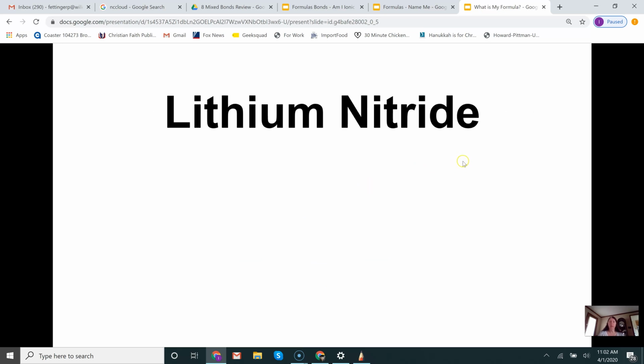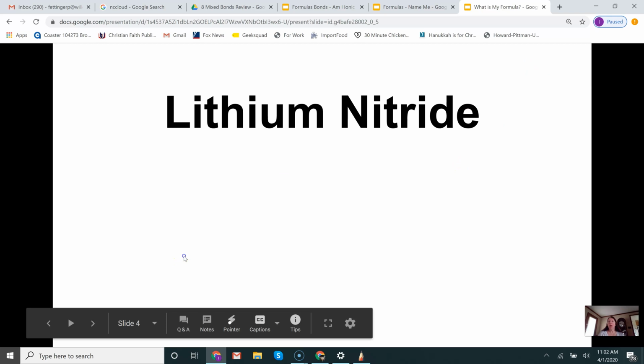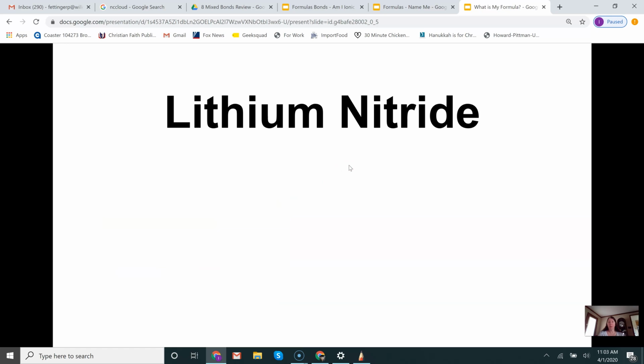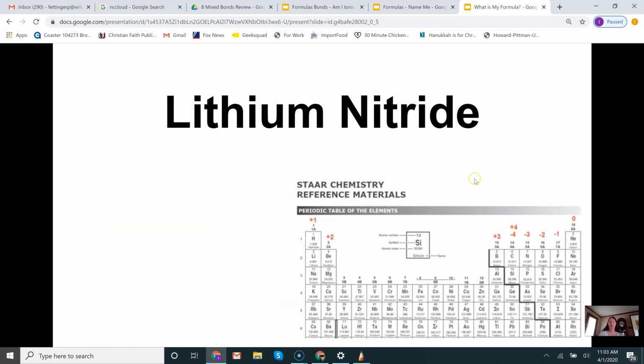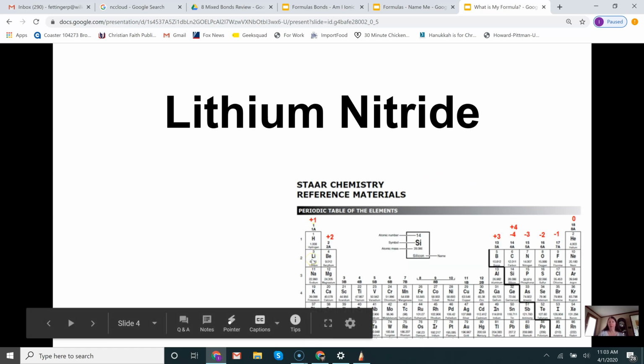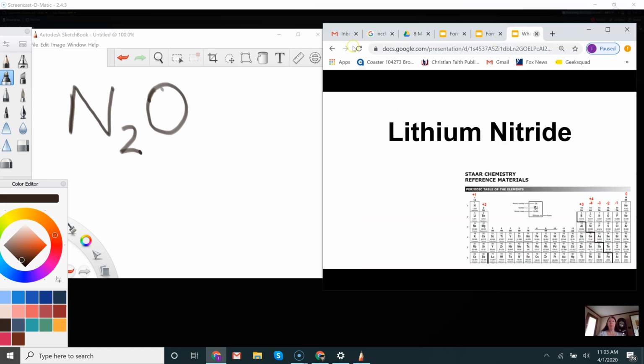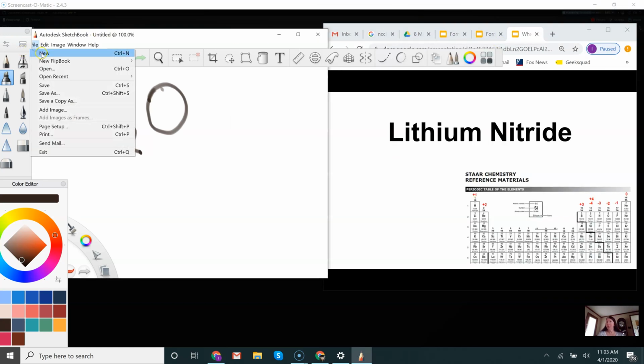We have lithium nitride. And if we look at our periodic table, lithium on the left, nitrogen on the right, you cross the stairs, so it's an ionic bond. That means we've got to work with charges and crisscross. So lithium, group 1, +1, nitrogen, group 15, -3. So +1 and -3.